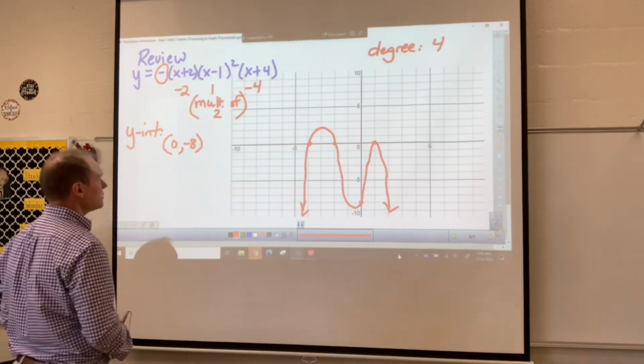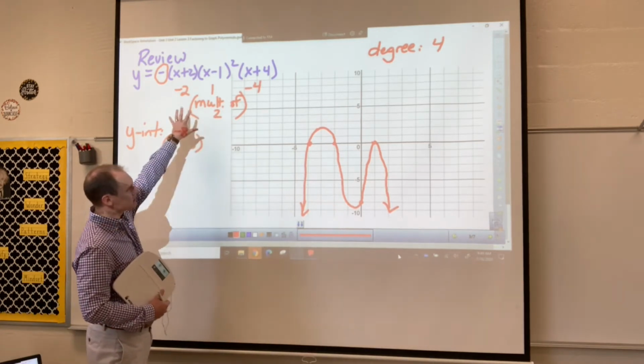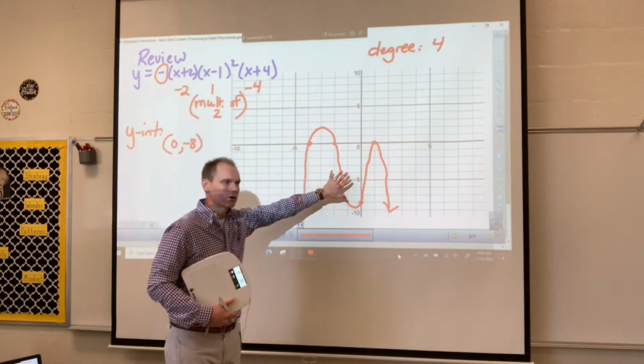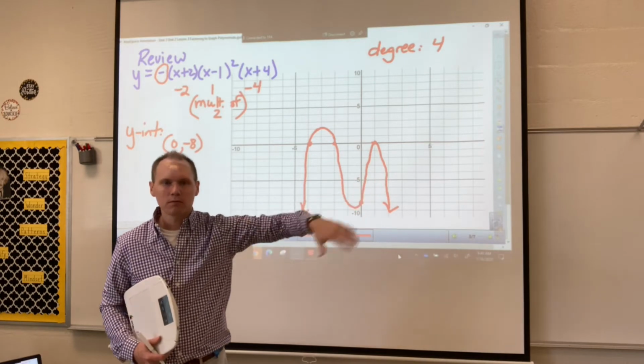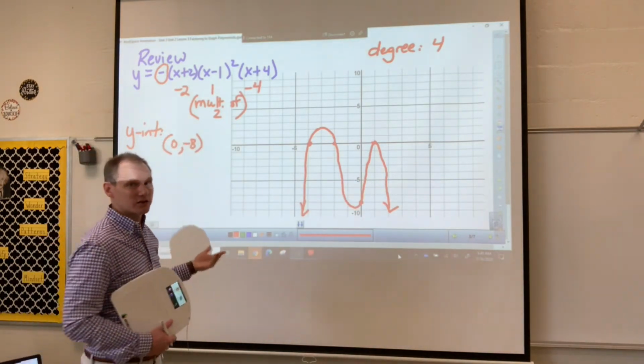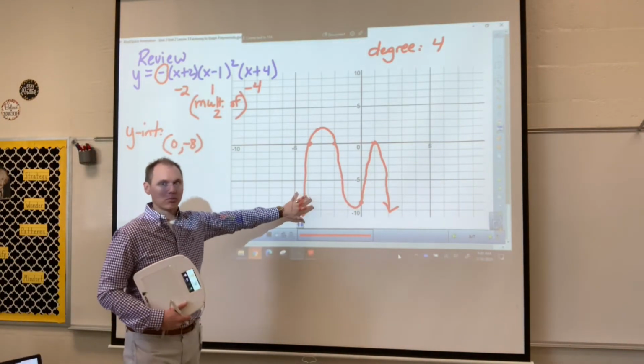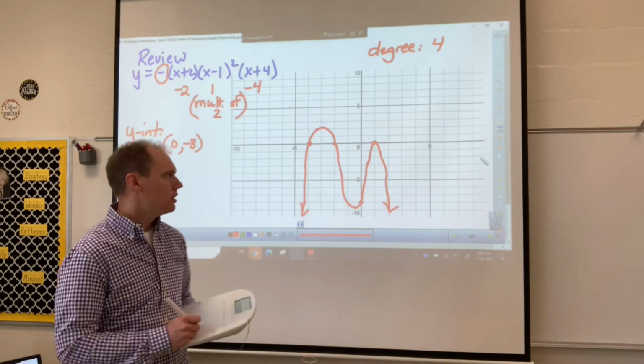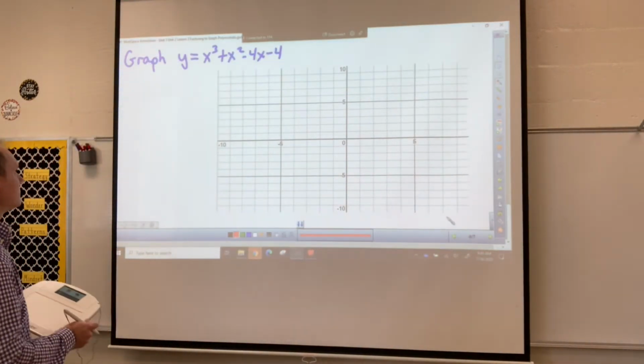And so just a reminder from our last unit how to take factored form and plot key characteristics from that. But that's not our goal for today. Our goal for today is to start with standard form and be able to plot something like this. So let's get into an example of that.